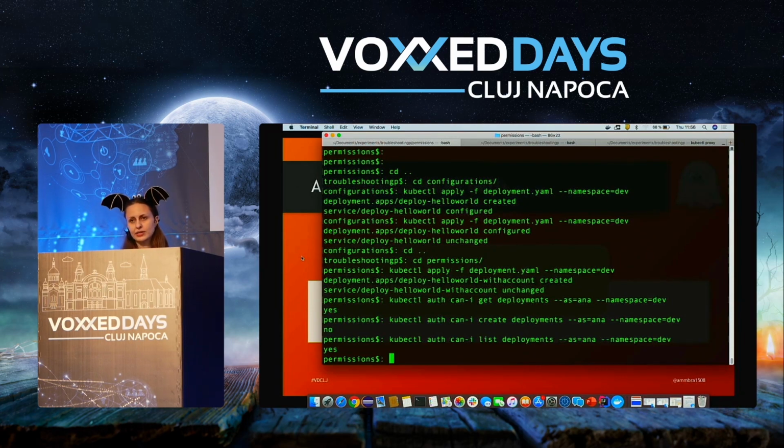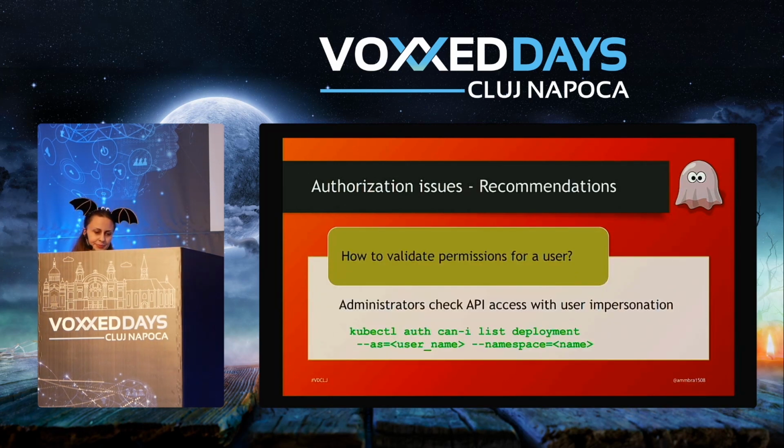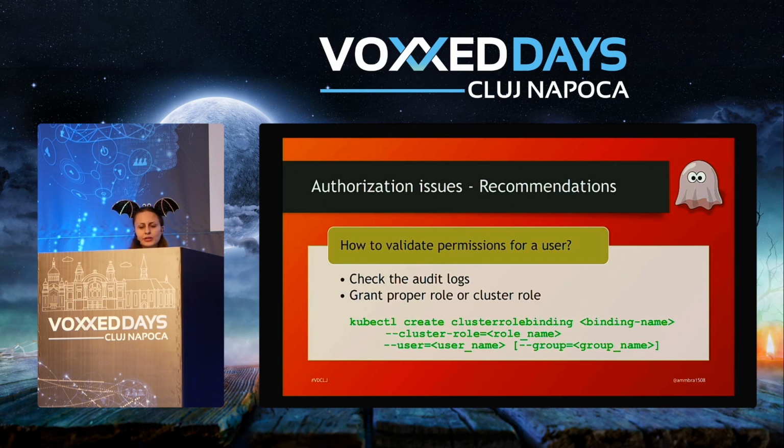And of course, I don't have access to the other namespaces, which is not that nice. But how you can validate is this one: you use kubectl auth can-i and see if that is working, with user impersonation.